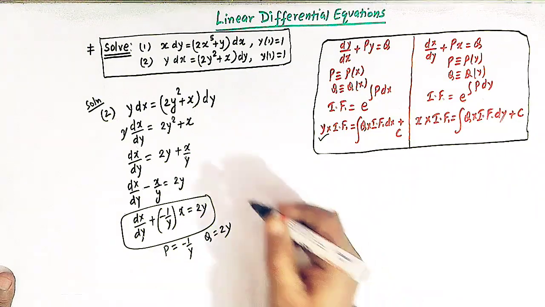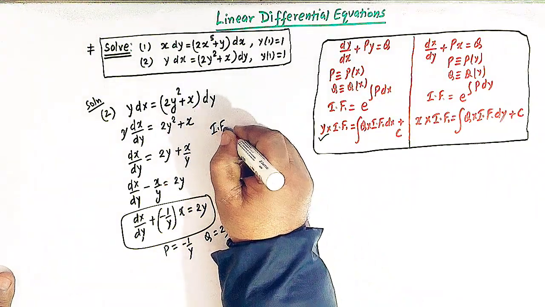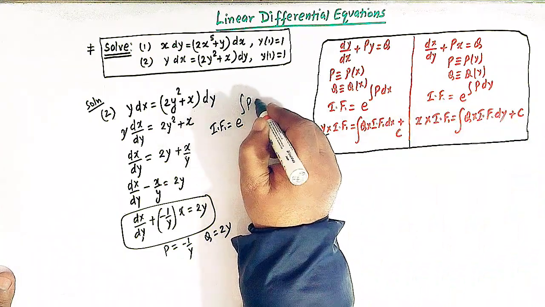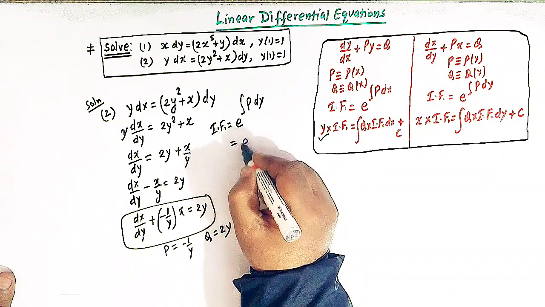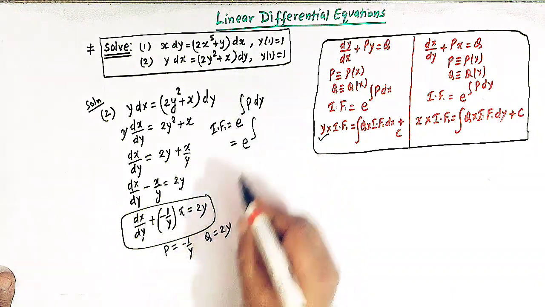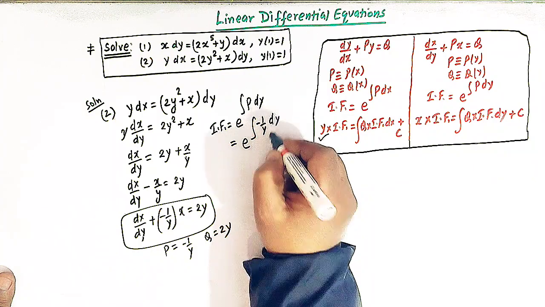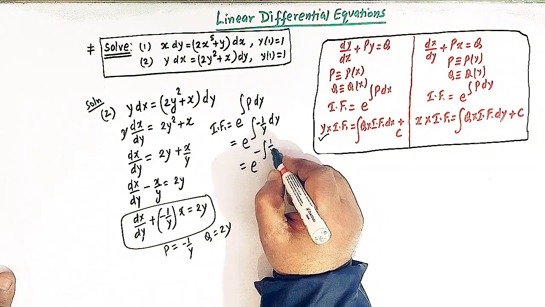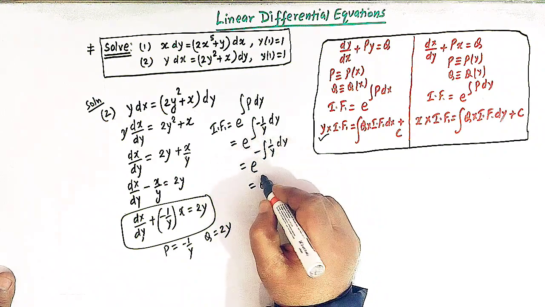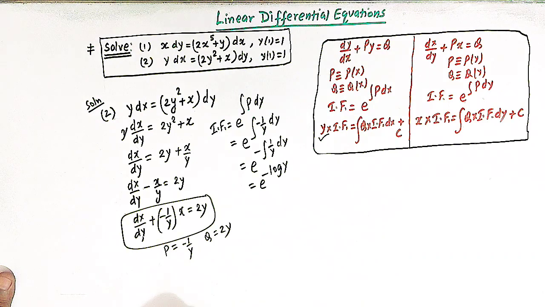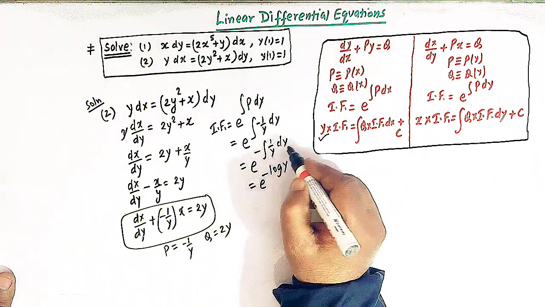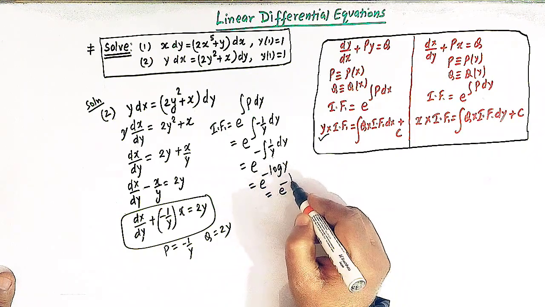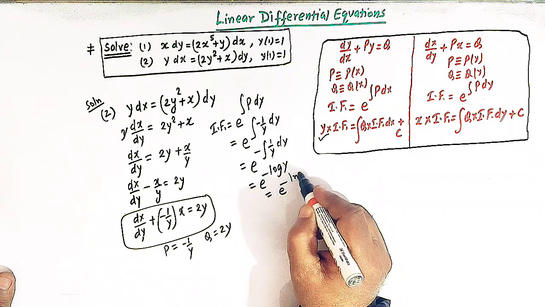So now let us find out the integrating factor. So the integrating factor is given by e raised to integral P dy. So we have e raised to integral of P, which is minus 1 over y, dy. This is e raised to minus log of y, because the integral of 1 over y dy is log of y. This is natural log. So we can also write it as e raised to minus ln y.